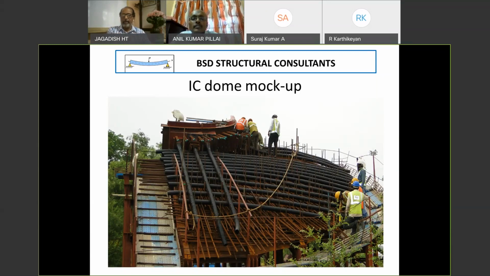So we picked an area of the dome around the opening, around 5 meter by 5 meter. We developed the shape of the dome, the socket shape, using the formula. We have tied the bottom mat.